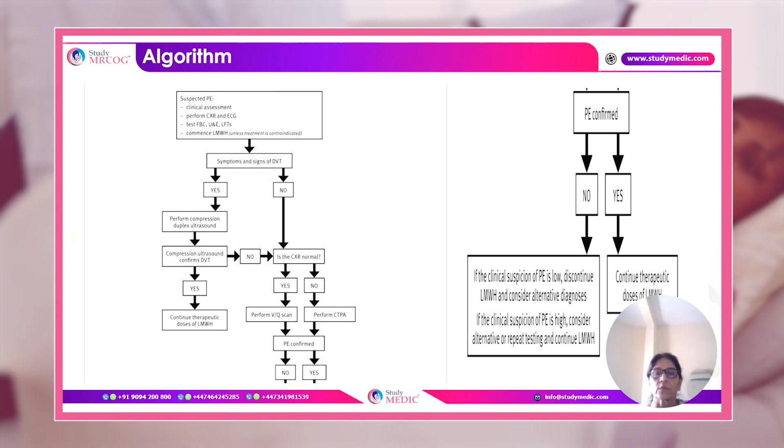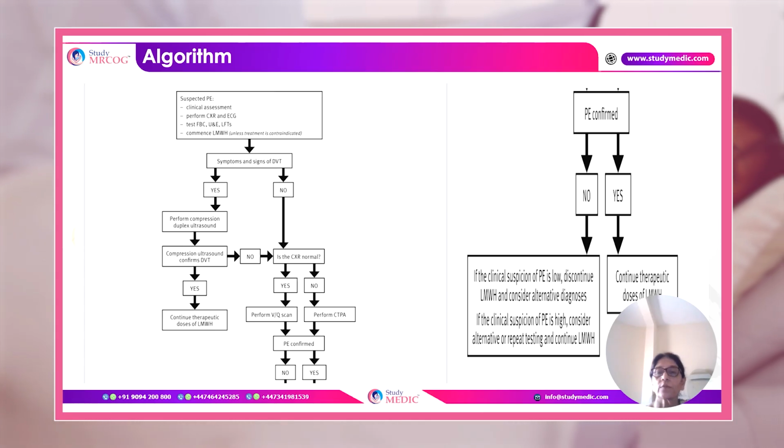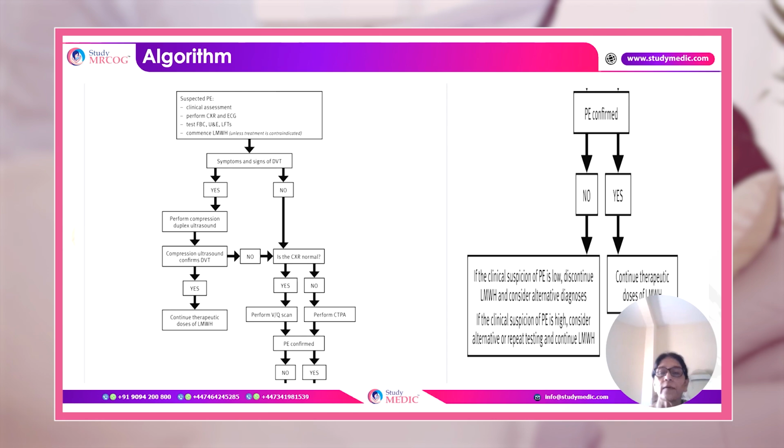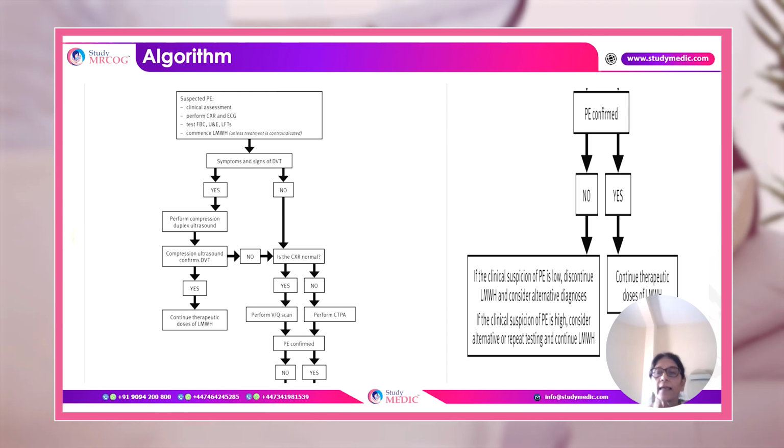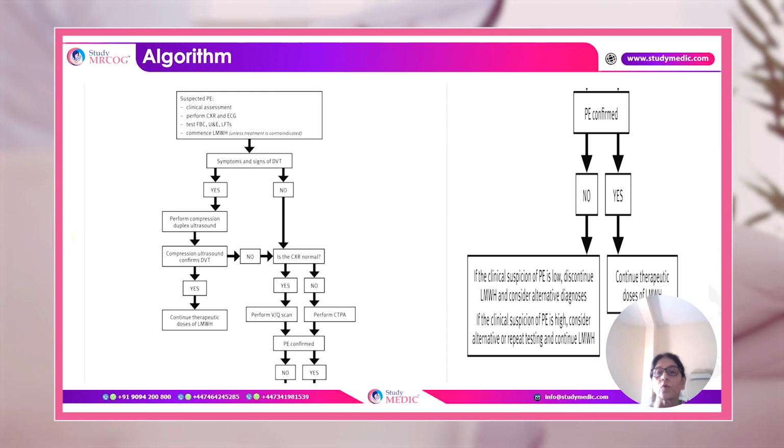So this is basically the algorithm that is given in the guideline, and I hope the algorithm is clear to all of you now. Okay.